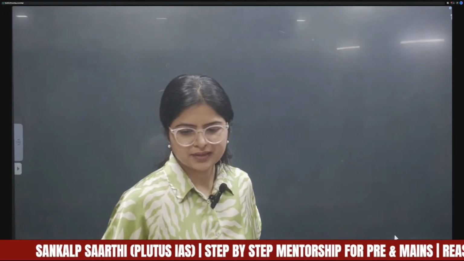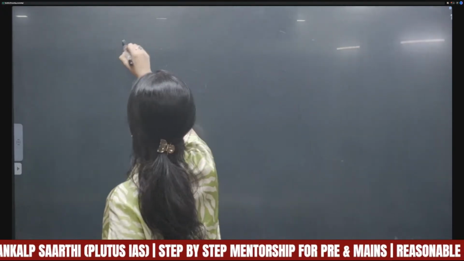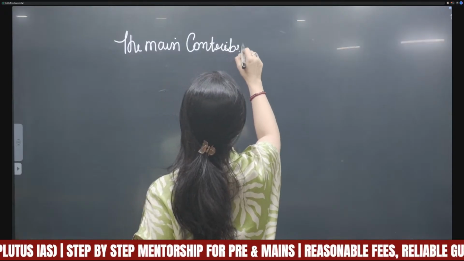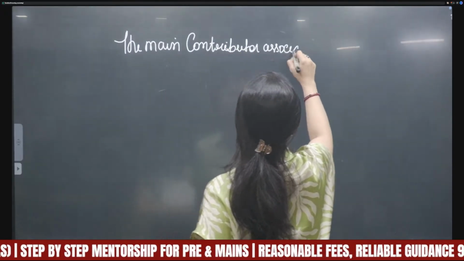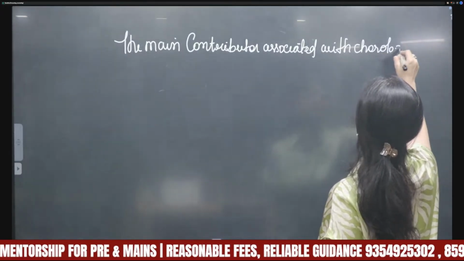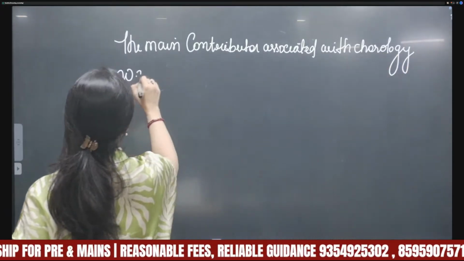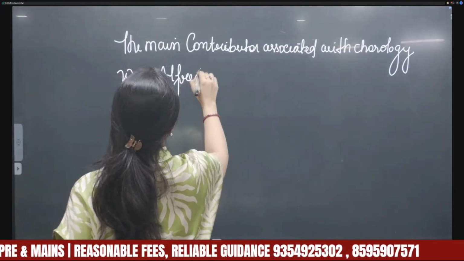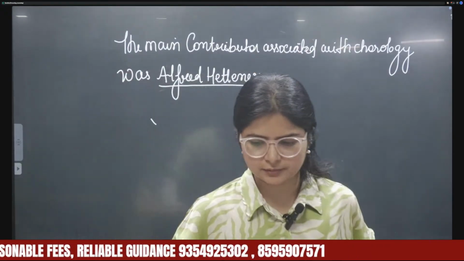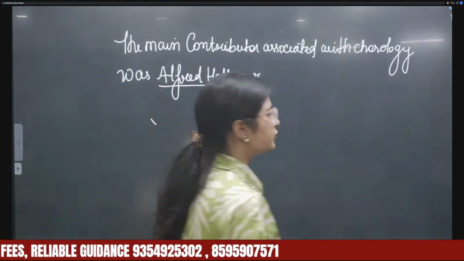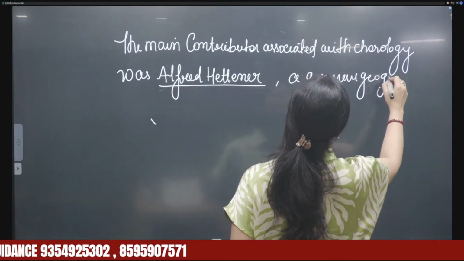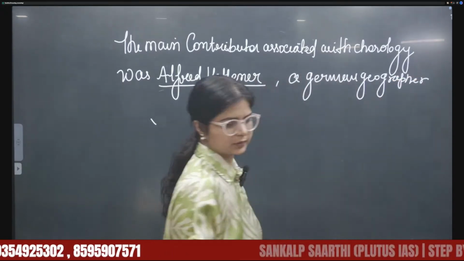The main contributor associated with chronology was Alfred Hettner. He was a German geographer.